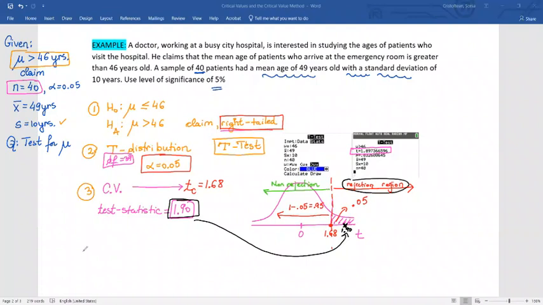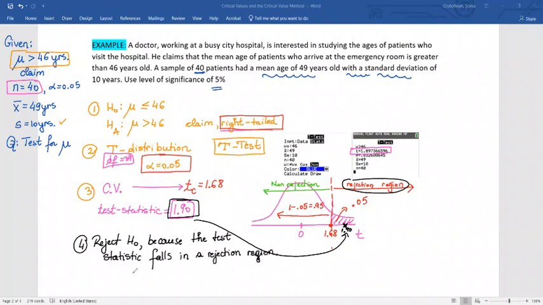So I will say now at step 4, reject H sub 0 because the test value or the test statistic falls in a rejection region. Or you can simply say because t, this was t, the test statistic, is greater than tc. And that means it falls in a rejection region. That's how we conclude the test.